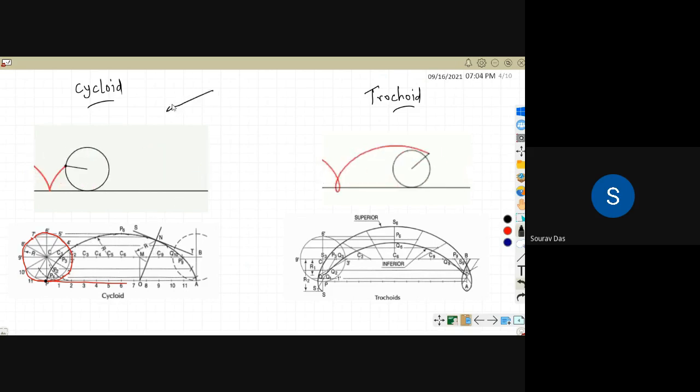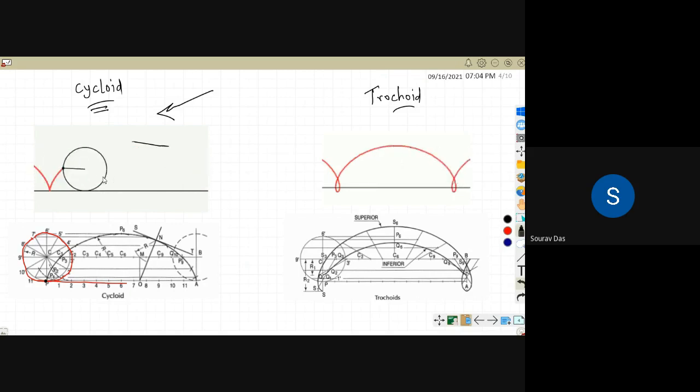So if you see this animation, you can see the black circle is rolling on the straight line. A point which is on the circumference of the circle, the locus made by that point because of the rolling, is known as cycloid. So in these cases you only need to remember the definition, what is cycloid, what is trochoid.